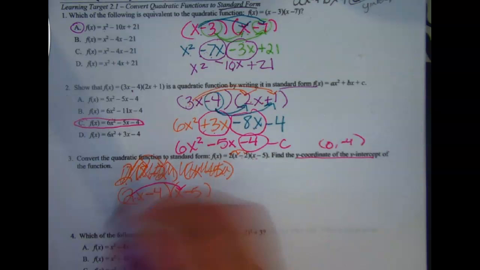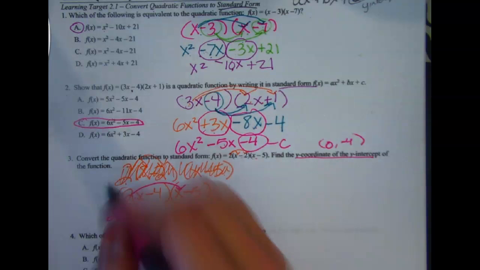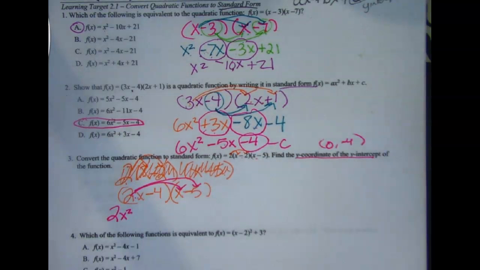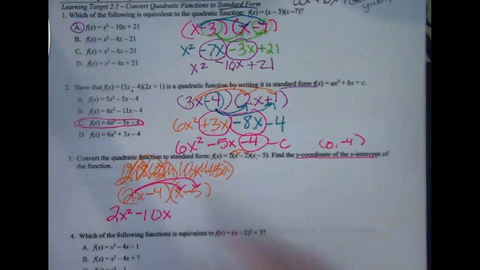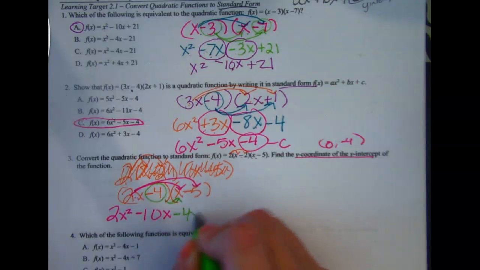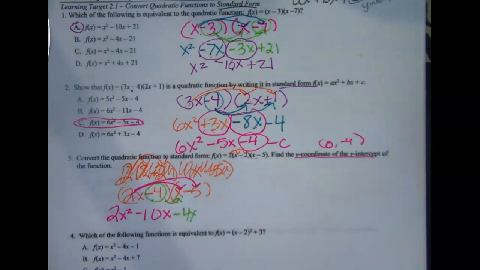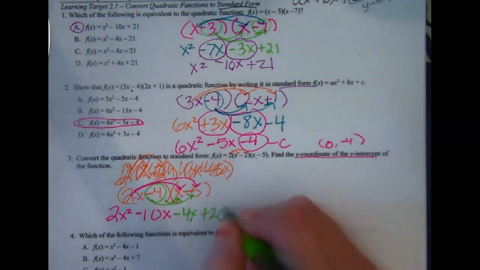2x times x, so 2x squared. And then 2x times -5 is a -10, and then the x stays with it. And then I have my -4, and I'm going to double distribute it. -4 times x is -4x. -4 times -5 is a +20.